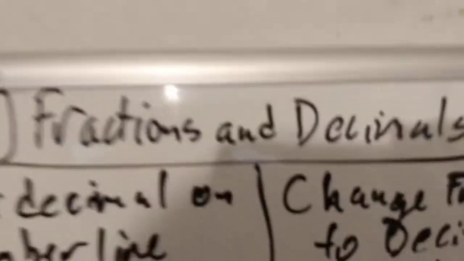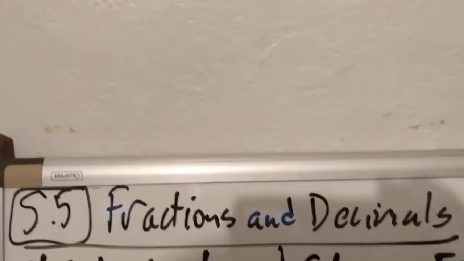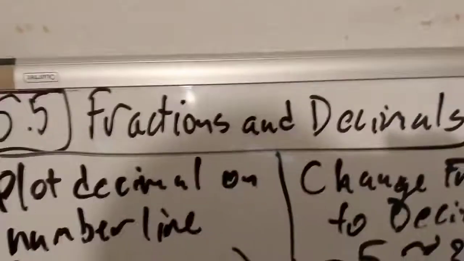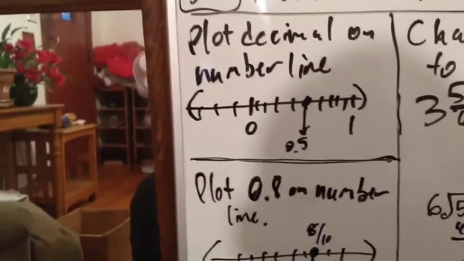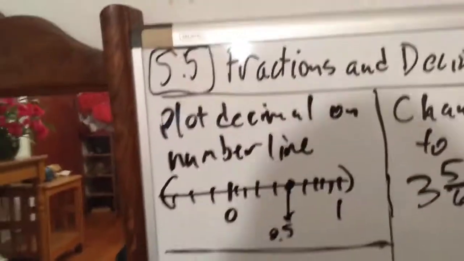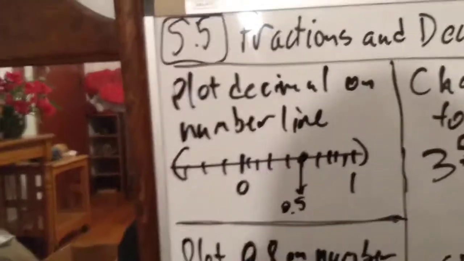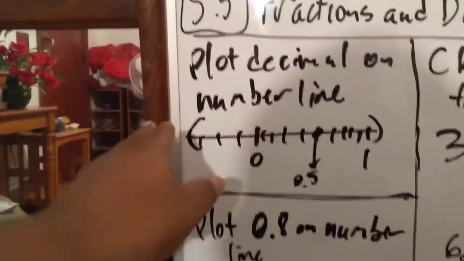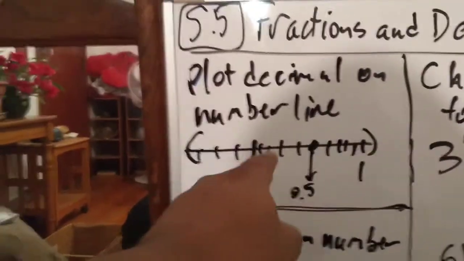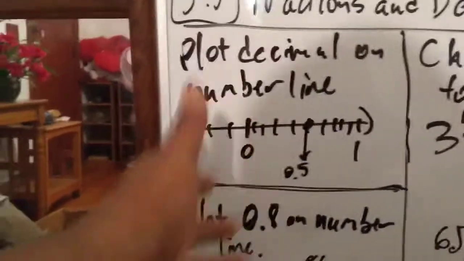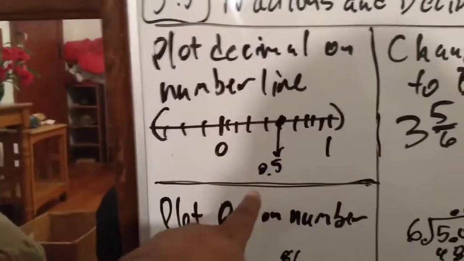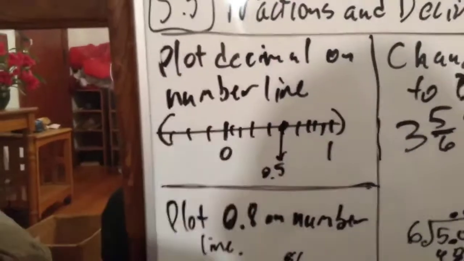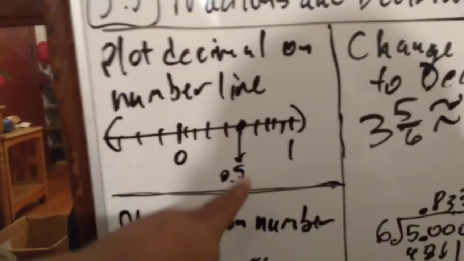5.5. Fractions and decimals. Wow. We're finally here. All right. So let's talk about this one side first. Plot the decimal on the number line. You got it. So this will be the instructions where it'll say plot the decimal on the number line. They'll give you the number line. They'll cut the tick marks out for you. And then you got to say where 0.5 is on the number line. So they'll just say plot where 0.5 is.